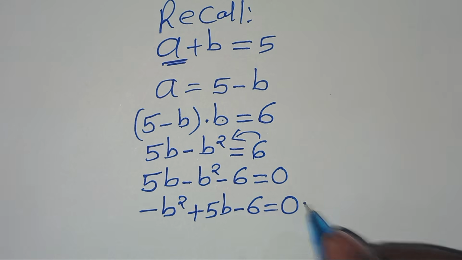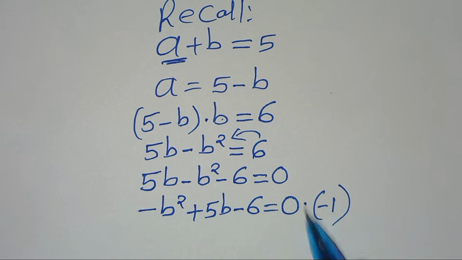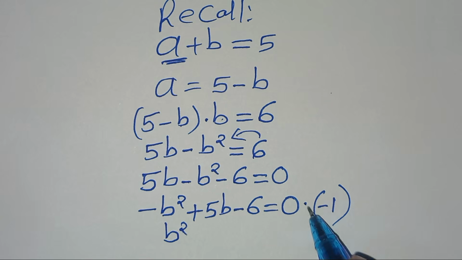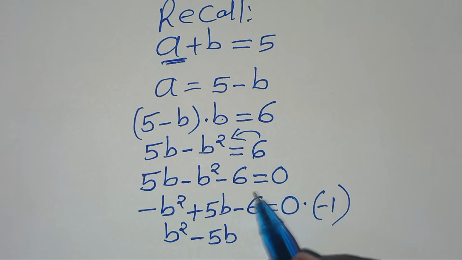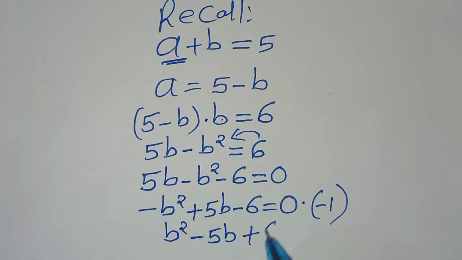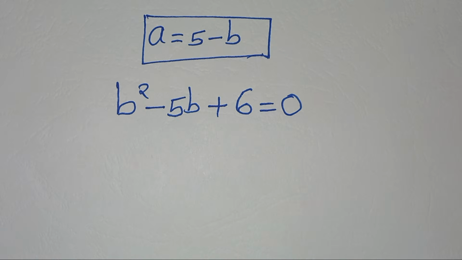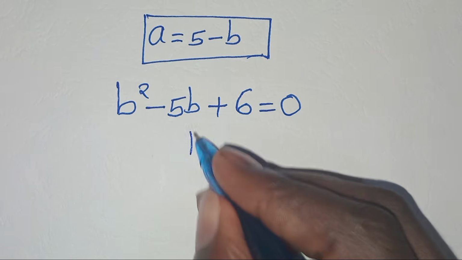Now let's multiply on both sides by -1, so that we have minus b squared times -1. This is b squared plus 5b times -1. This is minus 5b. -6 times -1. This is plus 6. And this is equal to 0. Now we have a quadratic equation here that we can solve by factorization method.